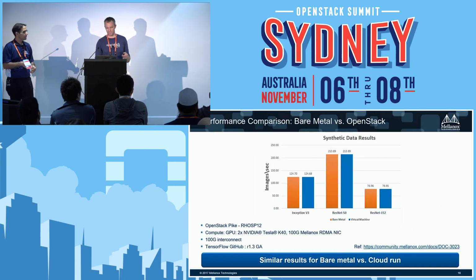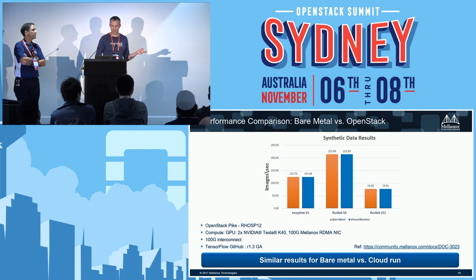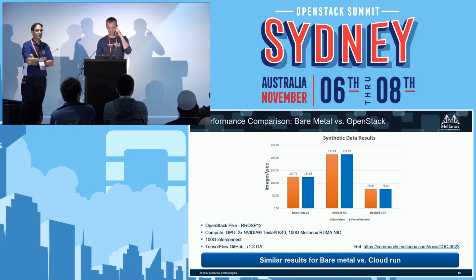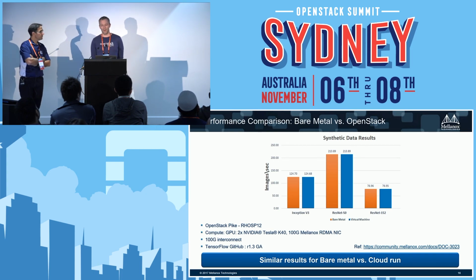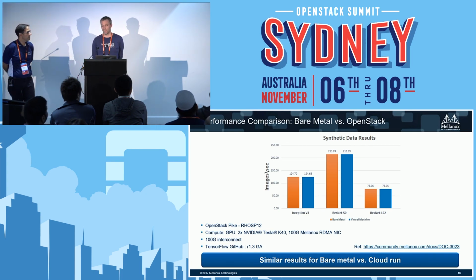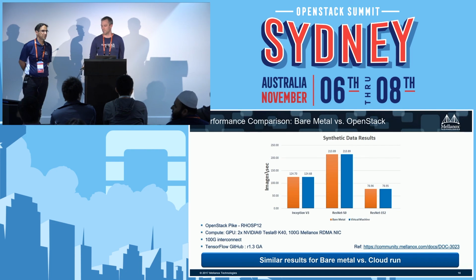And so the Mellanox guys have stood up an OpenStack Pike lab and done a comparison of bare metal versus a KVM pass-through based Nova install with Tesla K40 GPUs and Mellanox 100 gig. You can see the side-by-side comparison here, and running these deep learning models is pretty much exactly on par. So it's a very good result.